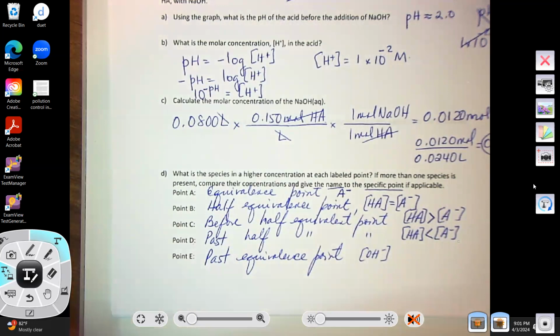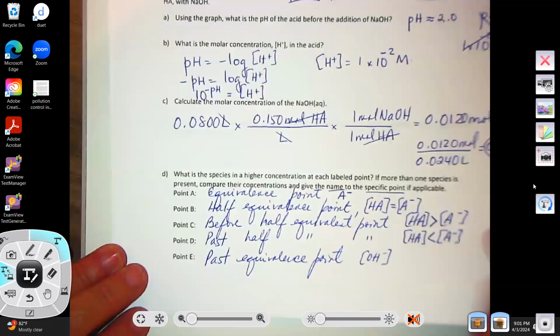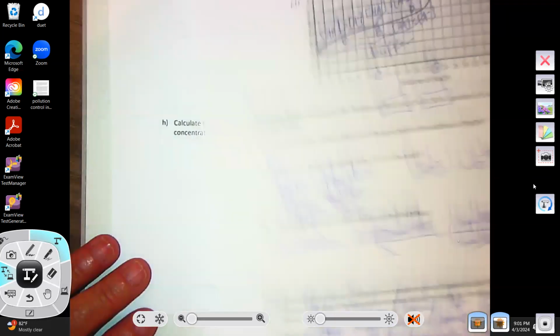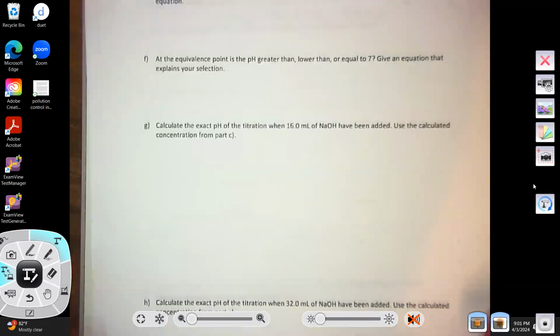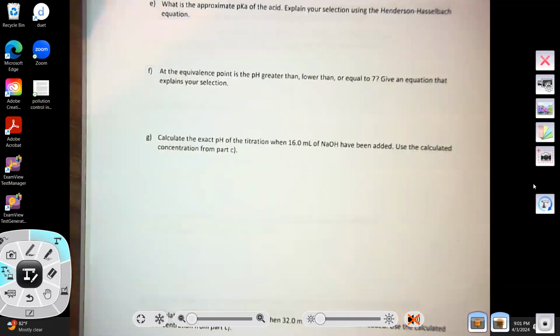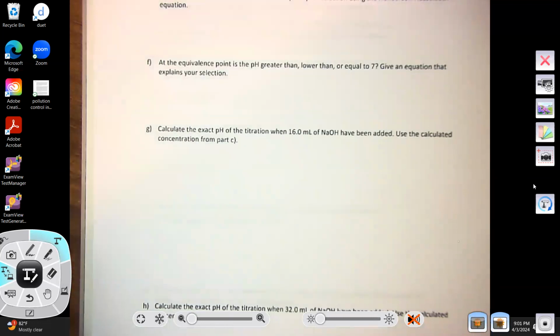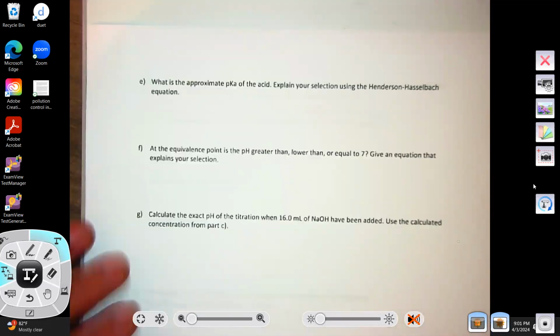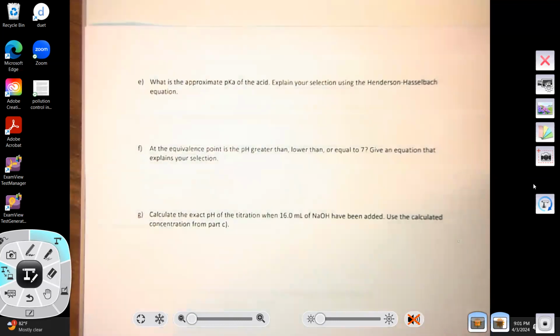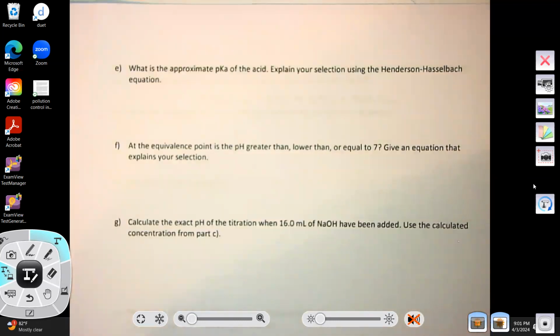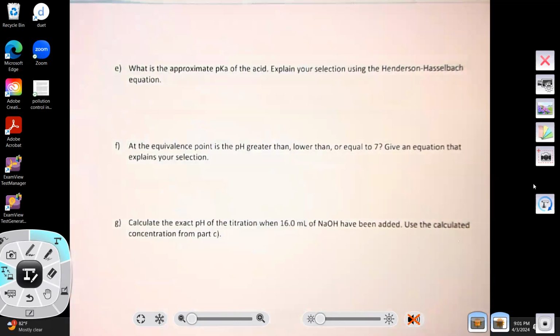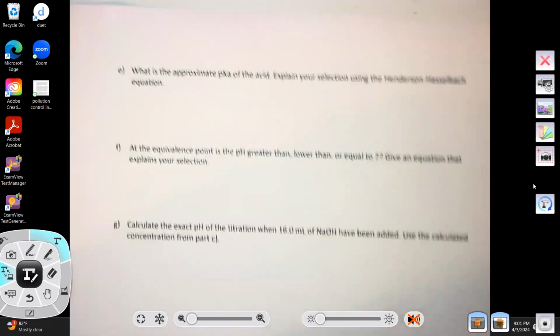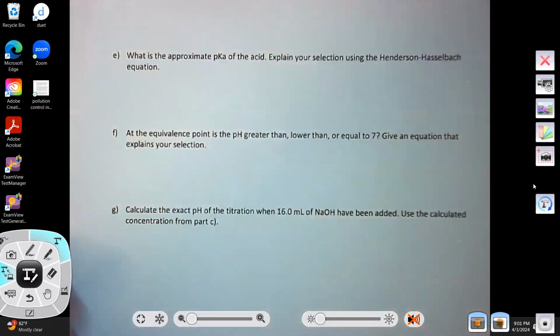Okay, so one question that always comes to mind is, what is the approximate pKa of the acid? Explain your selection using the Henderson-Hasselbalch equation. Let me make this a little bigger so you guys can see the question. It says, what is the approximate pKa of the acid? And explain your selection using the Henderson-Hasselbalch equation.